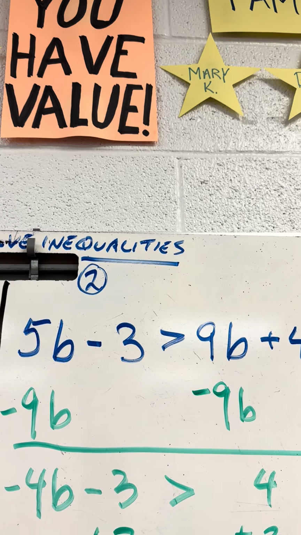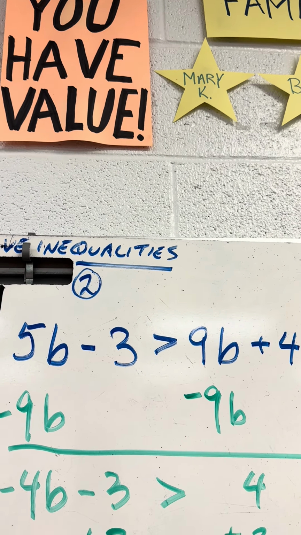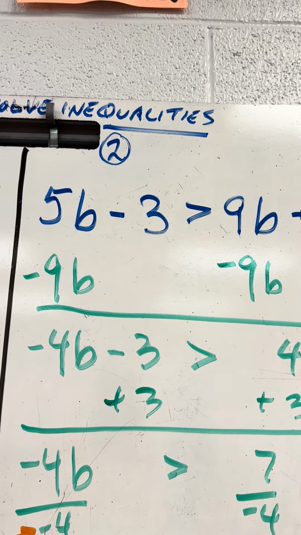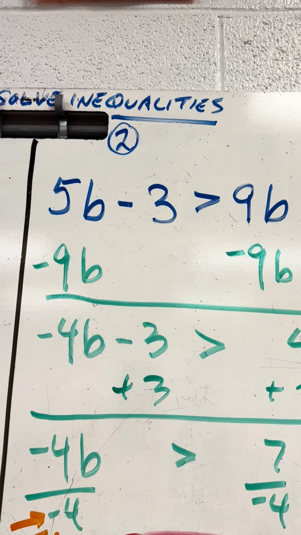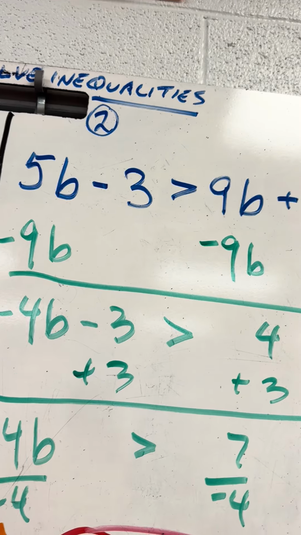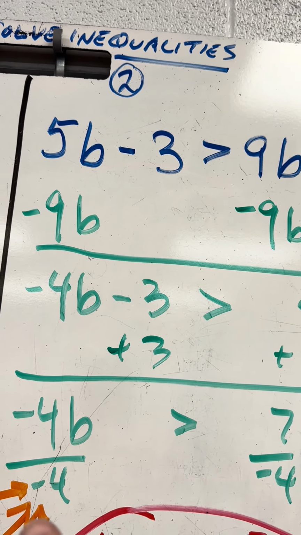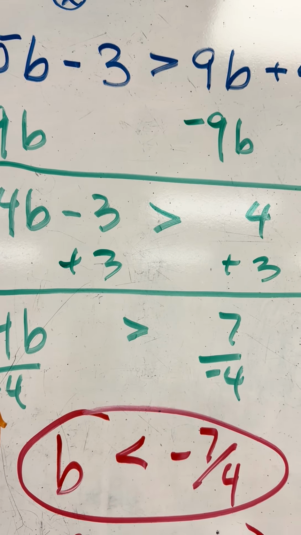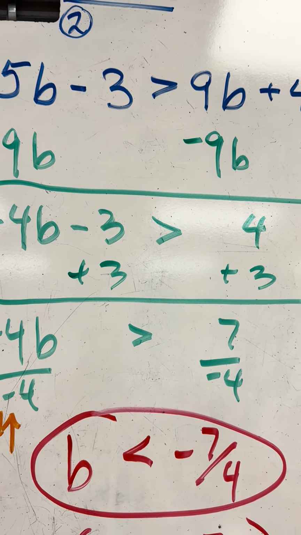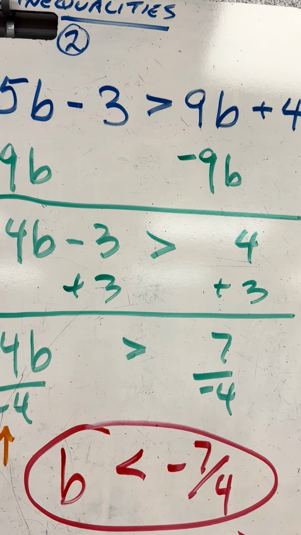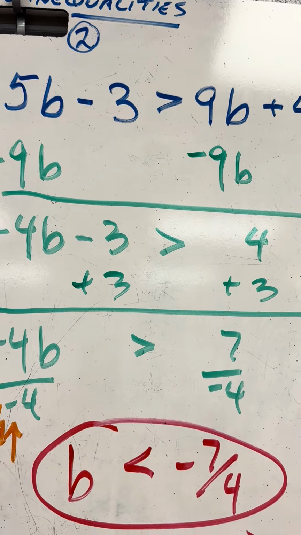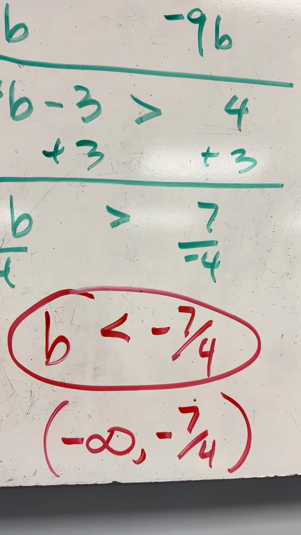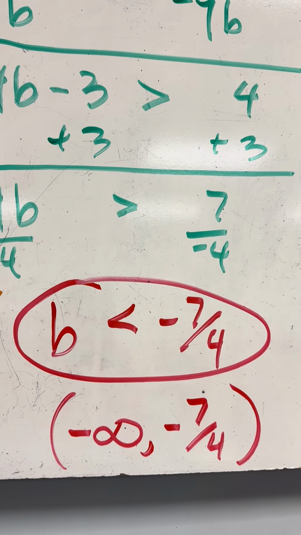I get negative 4b minus 3 greater than 4. Add 3 to both sides. I have negative 4b greater than 7. Divide by negative 4. Wait a minute. Warning. When you divide by a negative, this guy flips direction. So b is less than negative 7/4. And in interval notation, it goes all the way from negative infinity up to negative 7/4, with a parenthesis around 7/4.